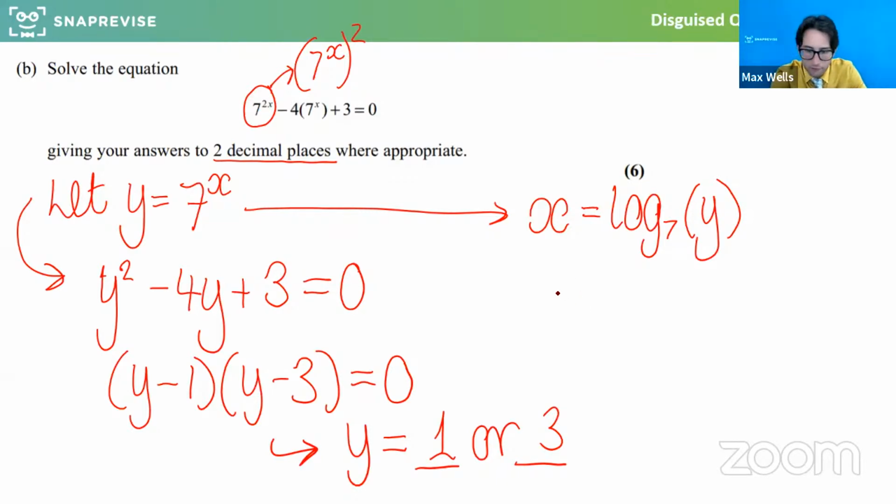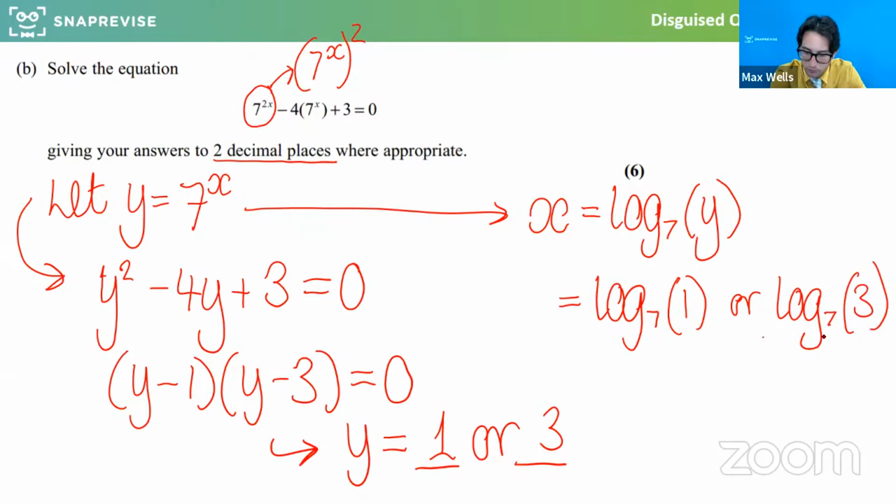And so what we would have is we can then take log base 7 of our various y values that we found. So log base 7 of 1 or log base 7 of 3. Now, these are actually what we'd call the exact answers. As a mathematician, we'd like them better. So it does have to be log base 7 for this one, Bradley.